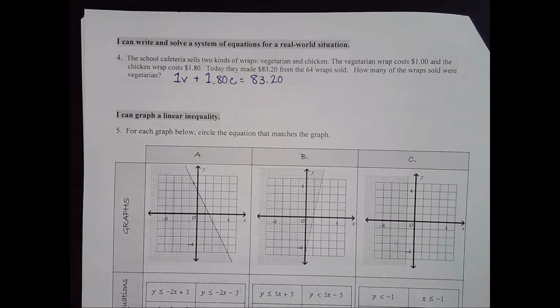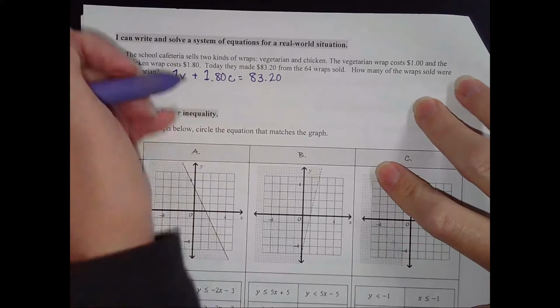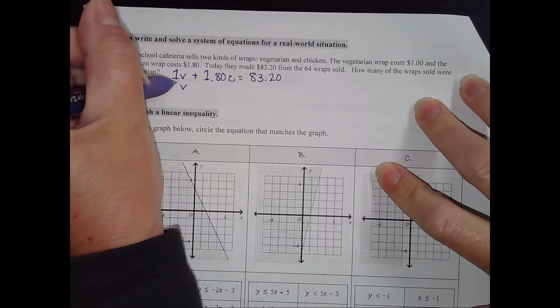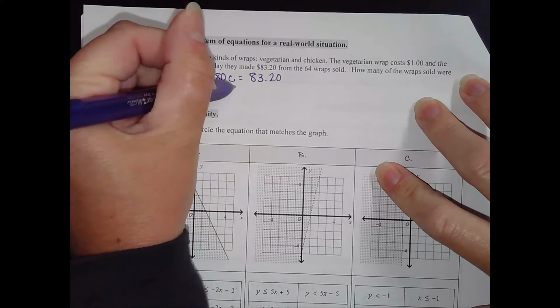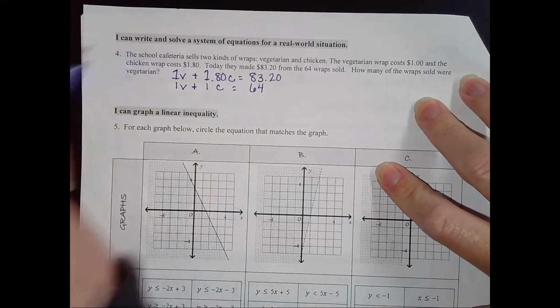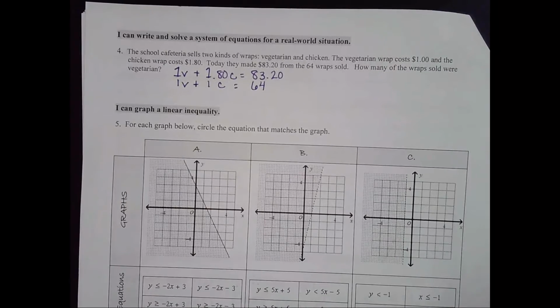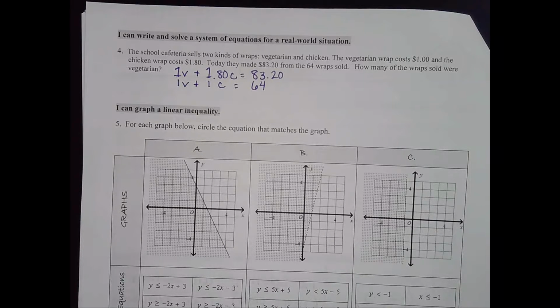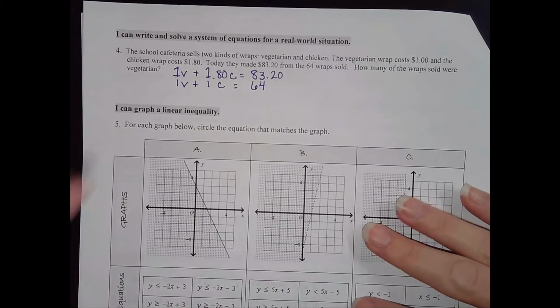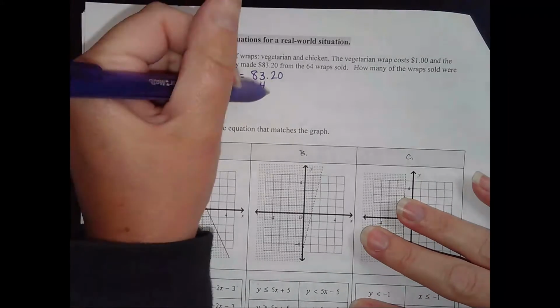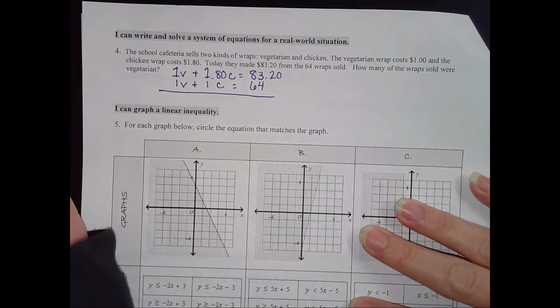We also know that they sold a total of 64 wraps. So veggie wraps plus chicken wraps equals 64, because veggies and chicken wraps as a total will give you 64. Now we need to solve for either V or C. Do you have a variable that matches up? Which variable matches up? V's. Yep, they both match up already, so we don't have to do any multiplying to get them to match up.